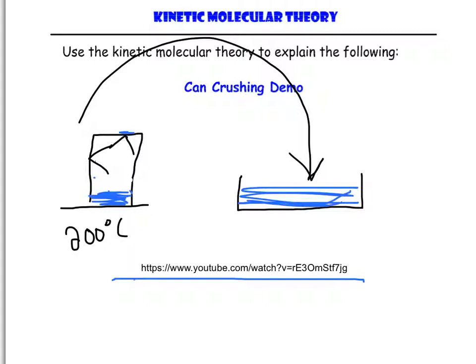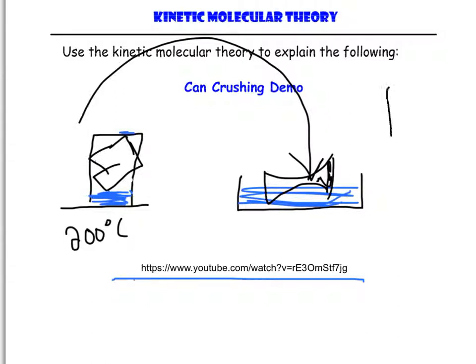There's no more pressure. There's not as many molecules now hitting the walls of this container. So what happens is you end up with this can that is crushed. It's caved in because it no longer has enough pressure, no longer has enough molecules in there to keep the walls of the container pushed out.